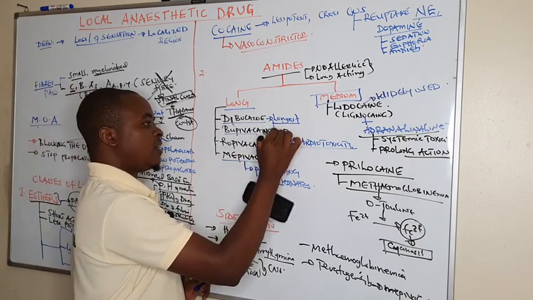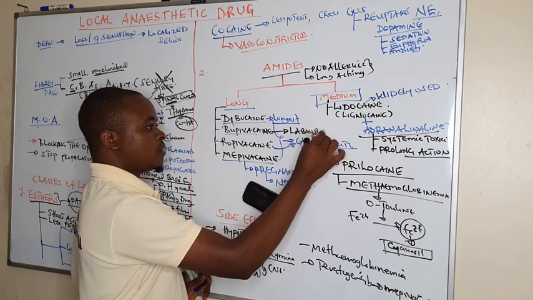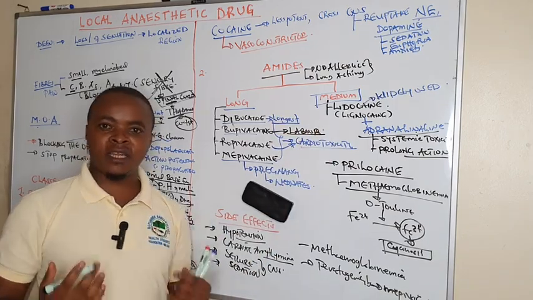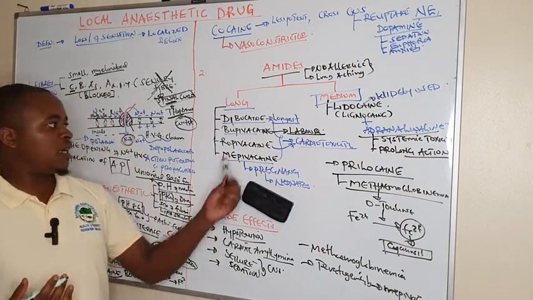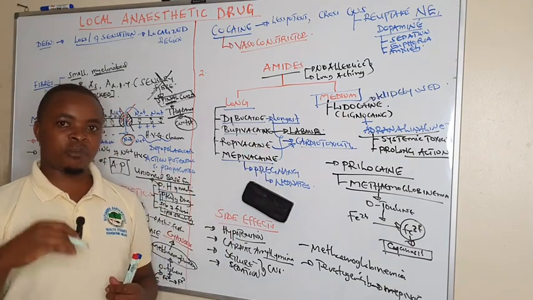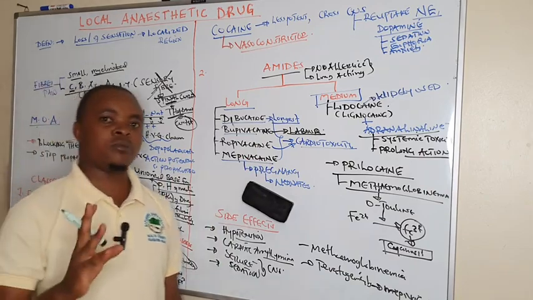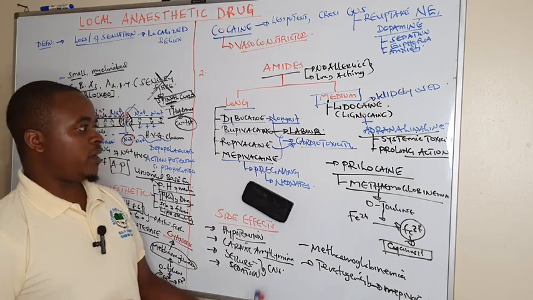bupivacaine, can be given during labor to prevent pain during labor. So when the pregnant mother is in labor, we can give them bupivacaine, which is long acting, and it can prevent pain during labor. That is the drug, because it has minimal toxicity on the fetus.